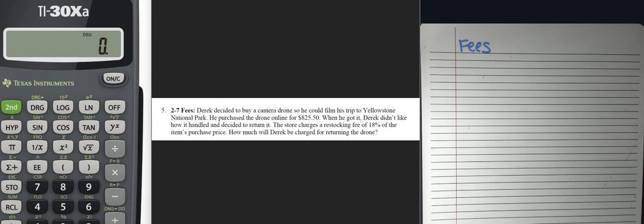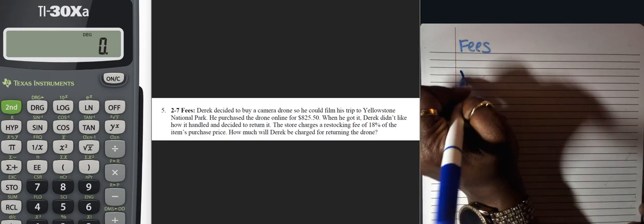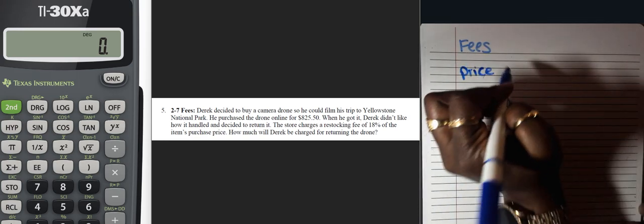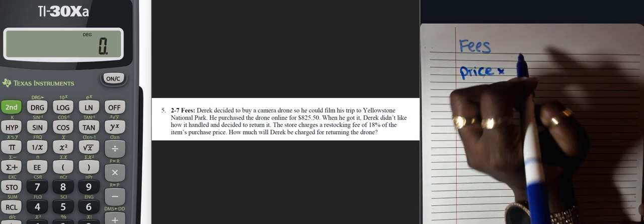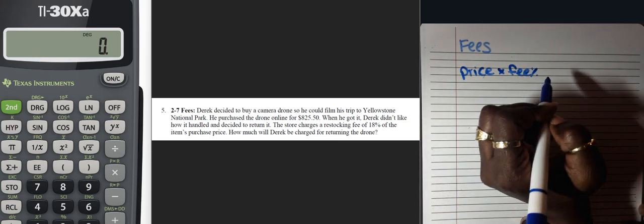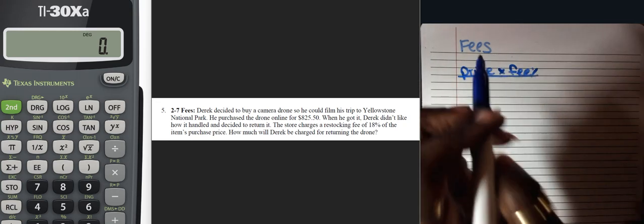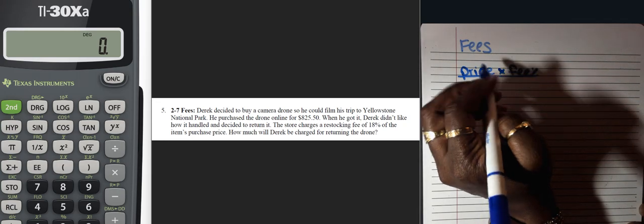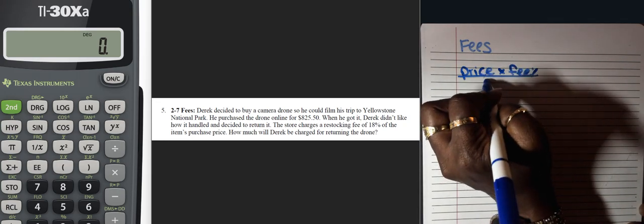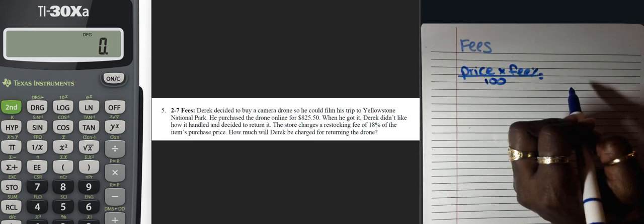So, in order for us to find out how much the fees are going to be, remember we're talking about the price, and we are going to multiply that by the fee percent. There's a couple of ways that we can do it. Then we can divide it by 100, and that will tell us what the cost of the fee is going to be.